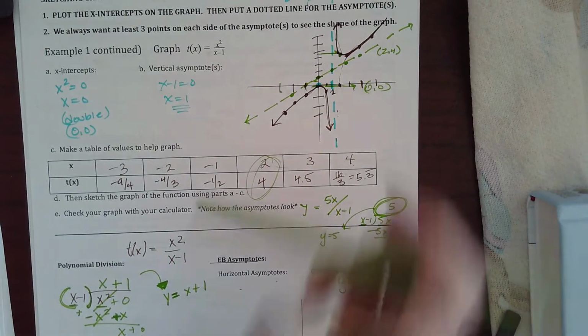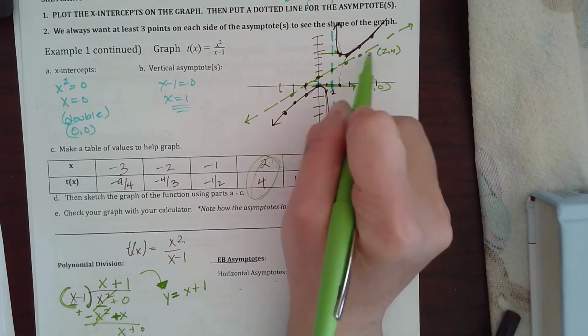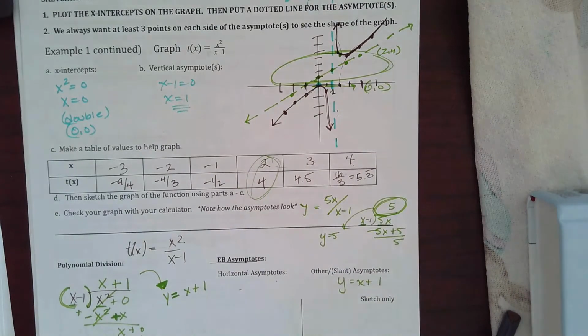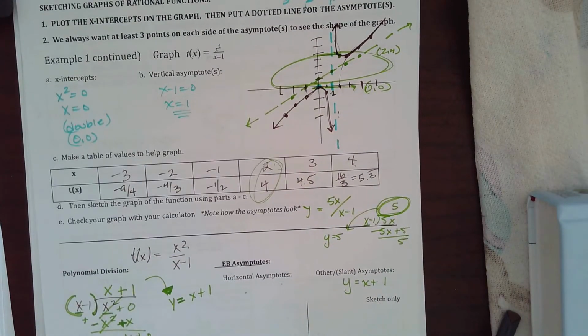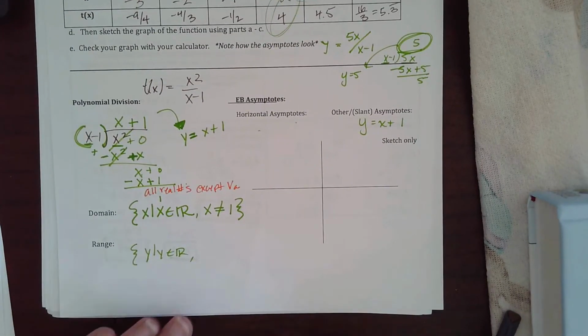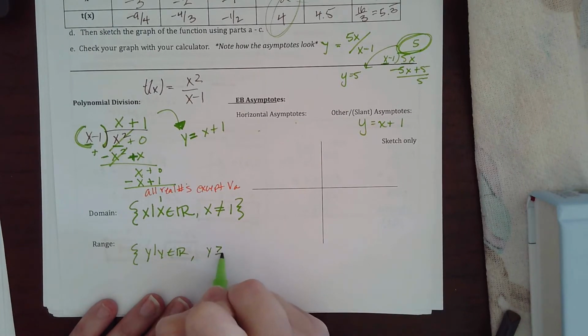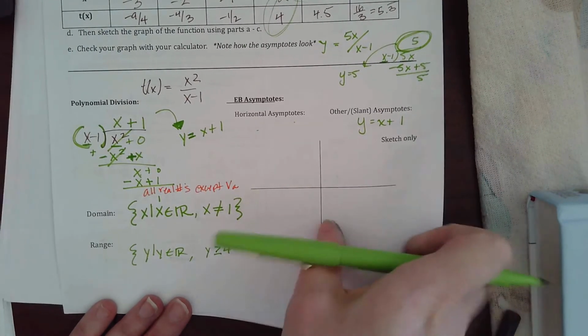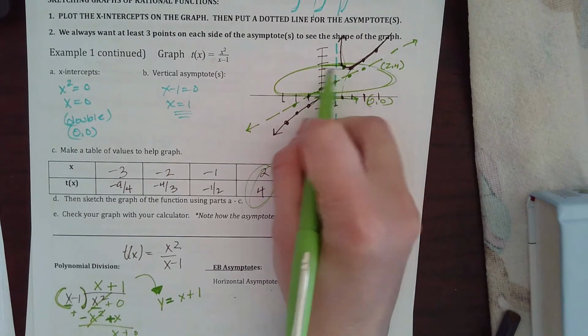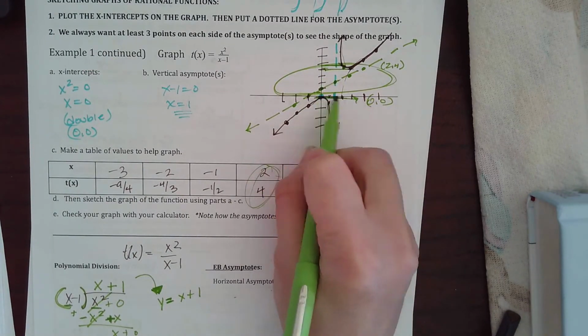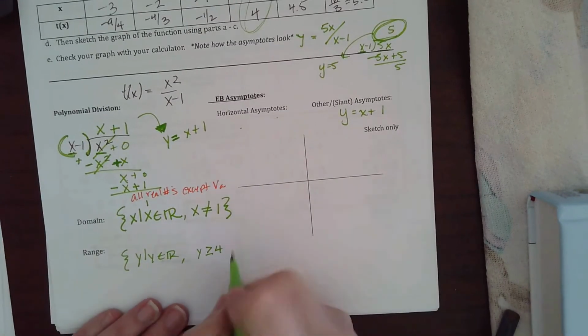So if you're looking at your range, the only part of your graph that really doesn't exist is the part in the middle. So how do you write this range? Remember, you're thinking about y values. You want y to be greater than or equal to 4, because remember, this is the y value of 4, but you also want y to be less than or equal to 0.